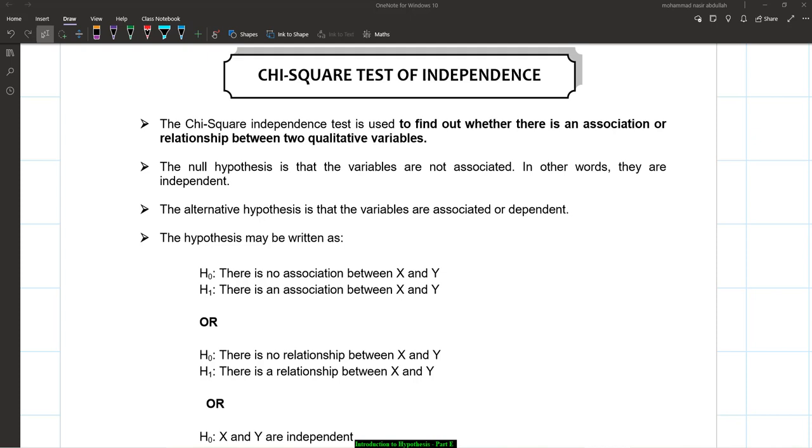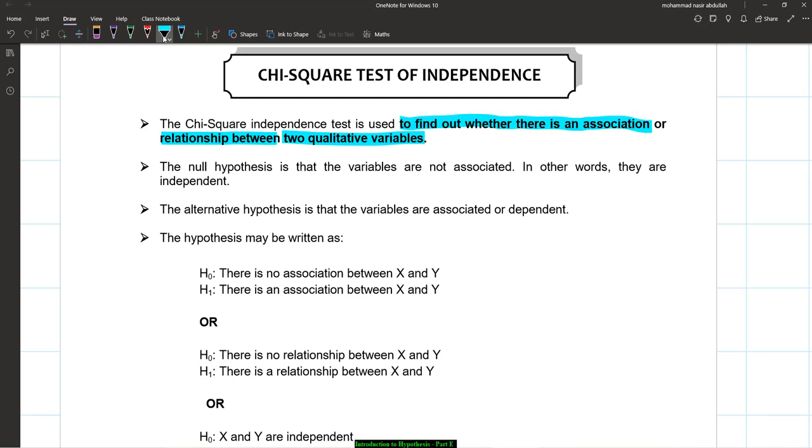So let's continue our lecture, still under the same topic, Introduction to Hypothesis. This is part E, where we're going to discuss the chi-squared test of independence. In the previous lecture, we discussed hypothesis testing for numerical variables. The chi-squared test of independence is used to find out whether there is an association or relationship between two qualitative variables. So we are dealing with qualitative variables.